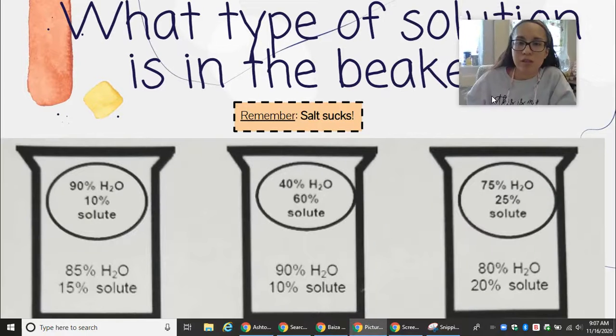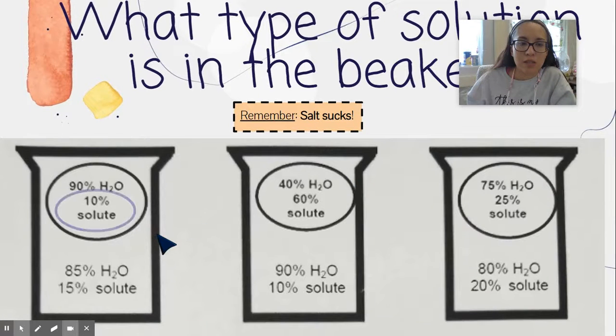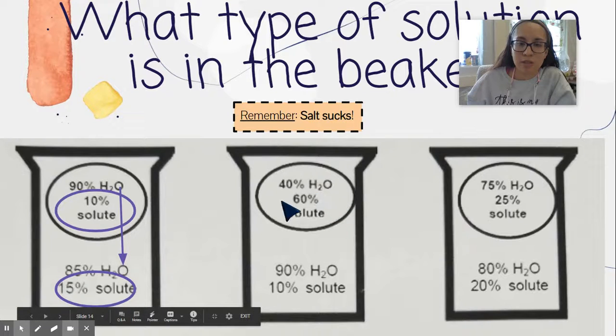So let's practice. Remembering that salt sucks. If you look at 10% solute versus 15% solute, the 15% solute is probably going to soak up all the water compared to the lesser amount 10, right? So it's going to move outside of the cell. Here, let's try looking at water instead of the solute because you can look at it both ways. We know that salt sucks, right? 10 versus 60. So that 60 is going to suck up all the water.